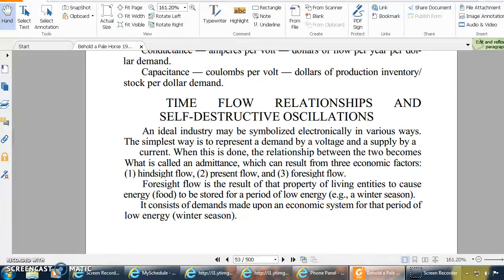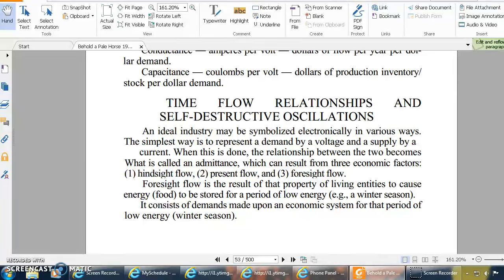An ideal industry may be symbolized electronically in various ways. The simplest way is to represent a demand by a voltage and a supply by a current. When this is done, the relationship between the two becomes what is called admittance, which can result from 3 economic factors: 1. Hindsight flow, 2. Present flow, and 3. Foresight flow.